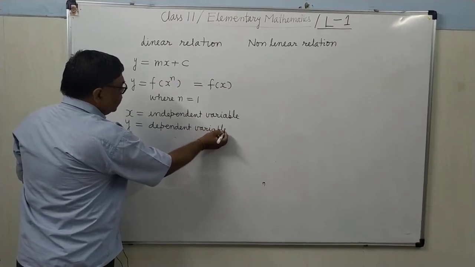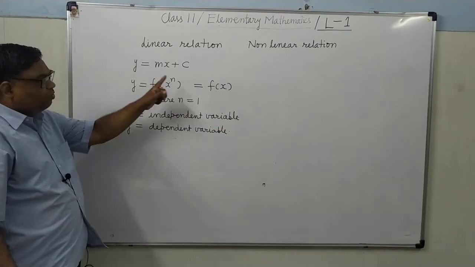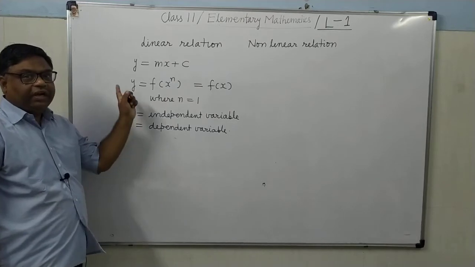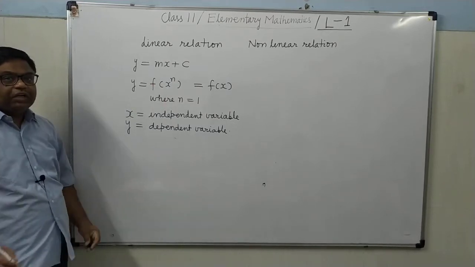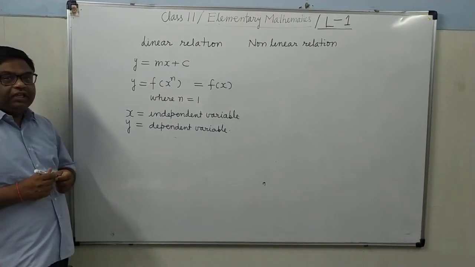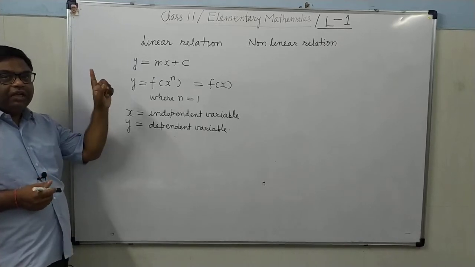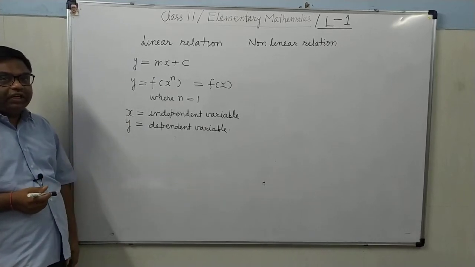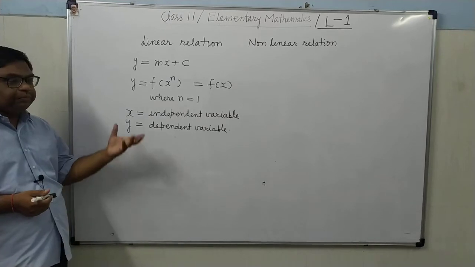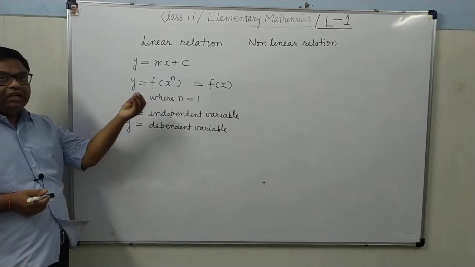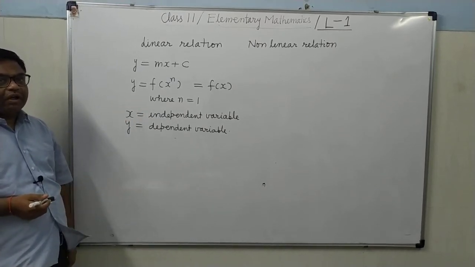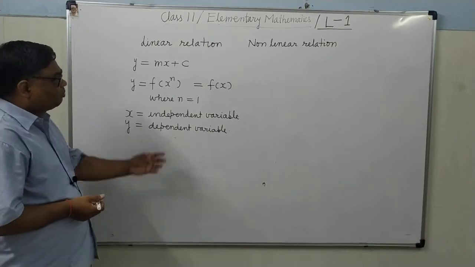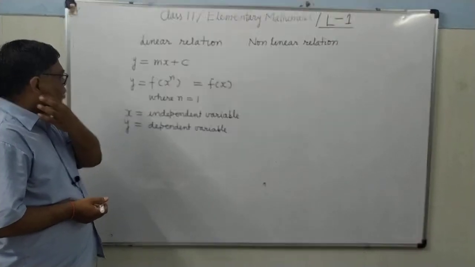So if there is any relation like this, y equals f(x), y depends upon an algebraic expression whose degree is 1. Degree of an algebraic polynomial means the highest power of x. The highest power of x in that is known as the degree.